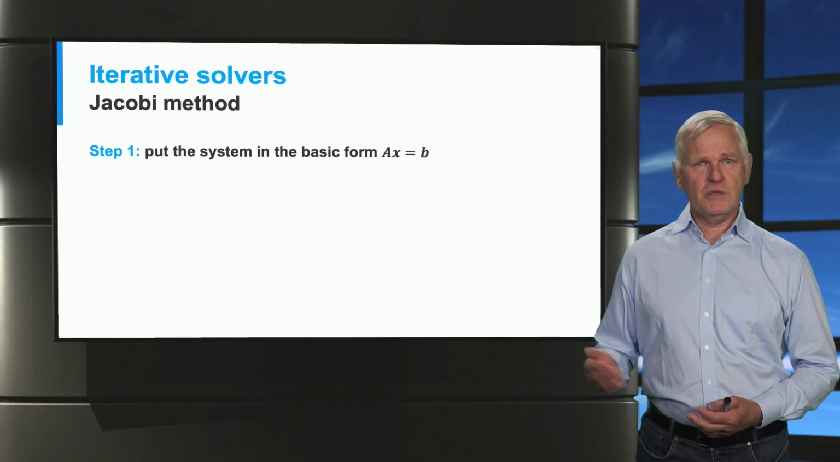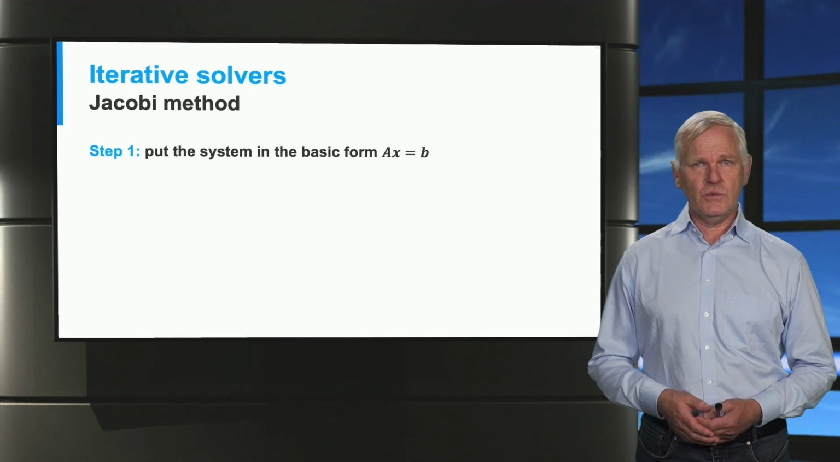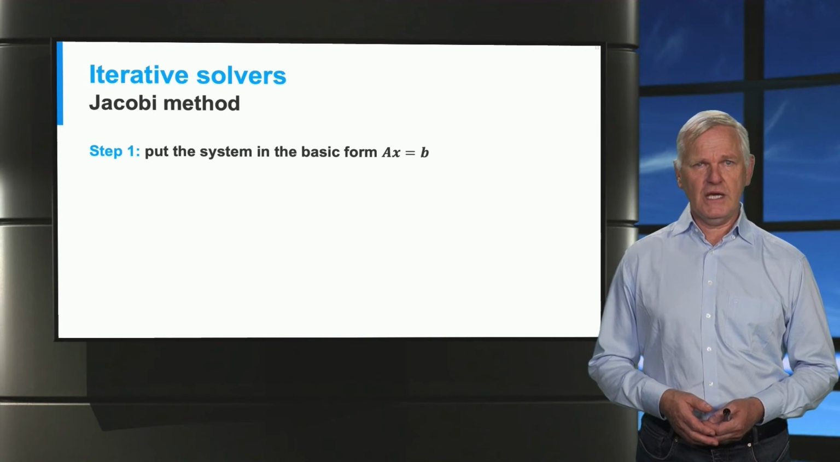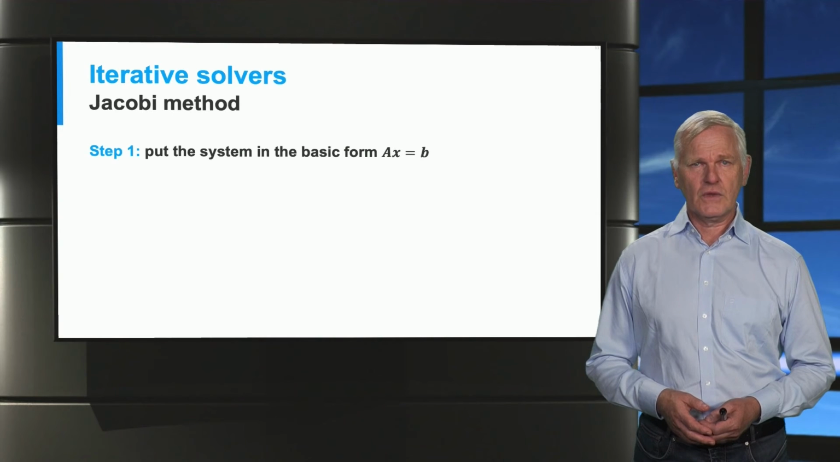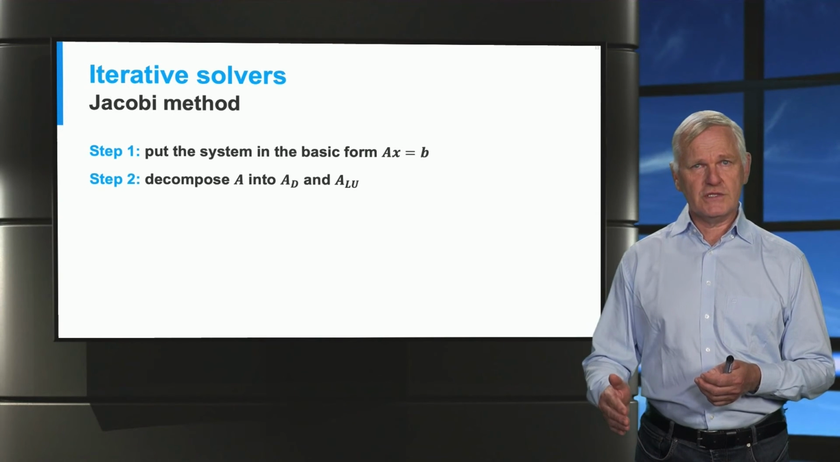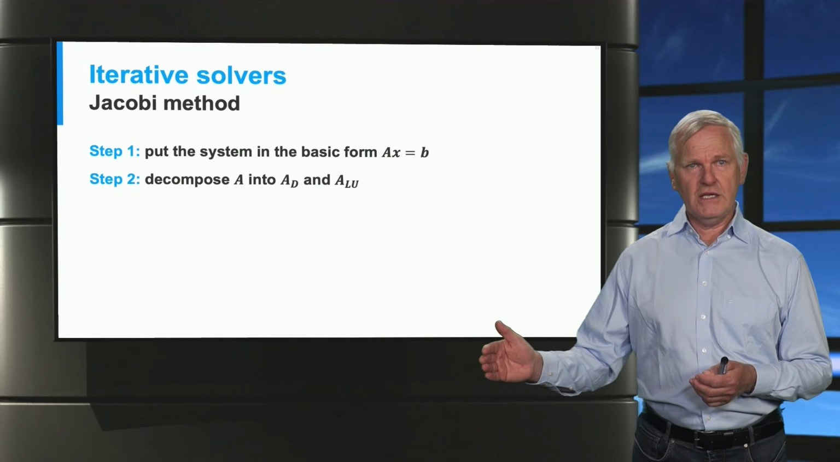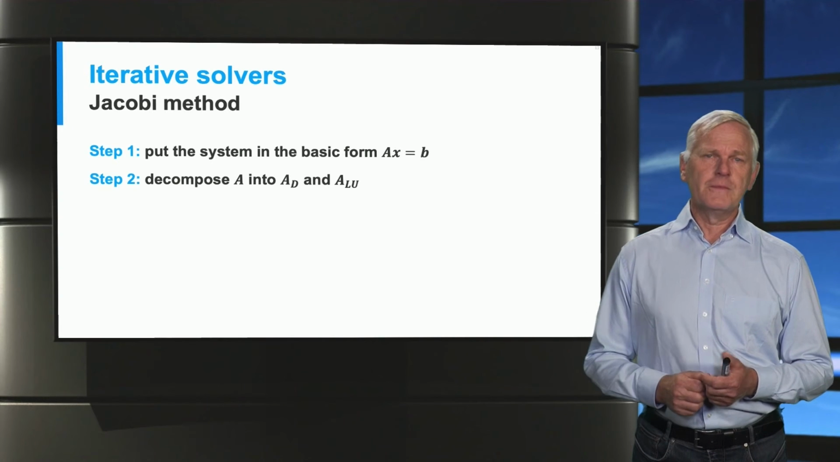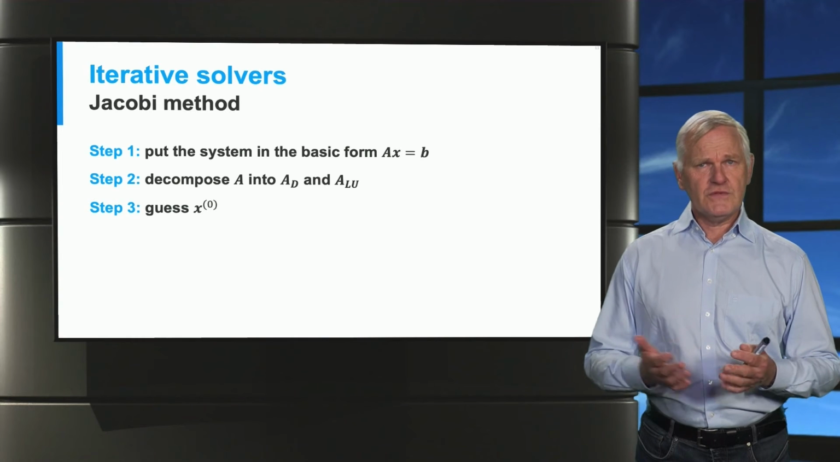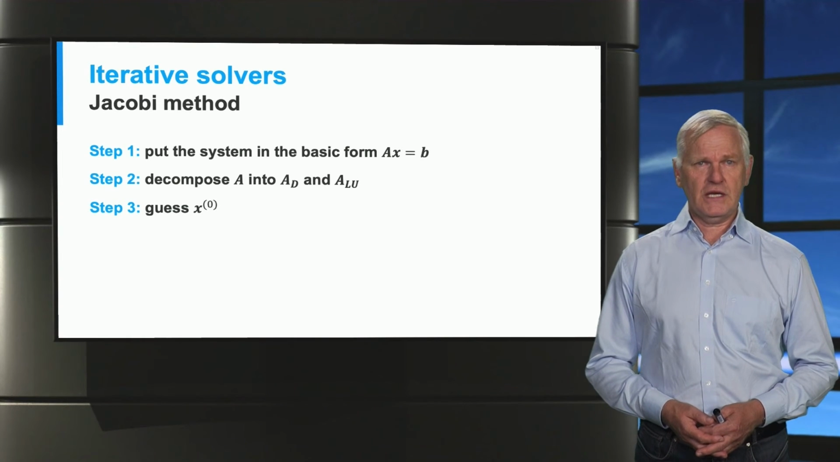First, we put a system in the basic form of Ax = b. We want to solve for x, while matrix A and vector b are known. Then we decompose matrix A into a diagonal matrix A_D and the rest A_LU. Now we start to solve the system. For this we guess an initial solution x.